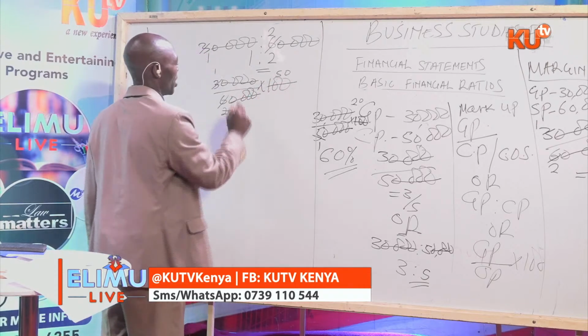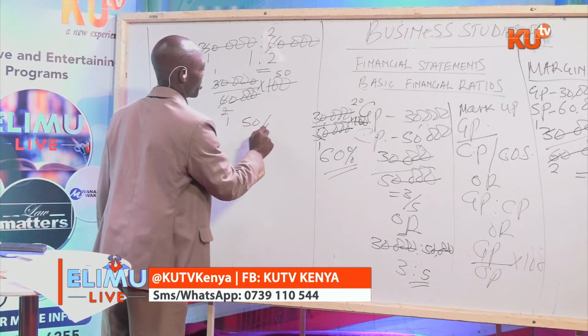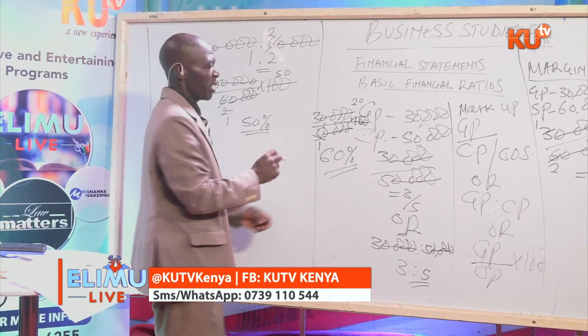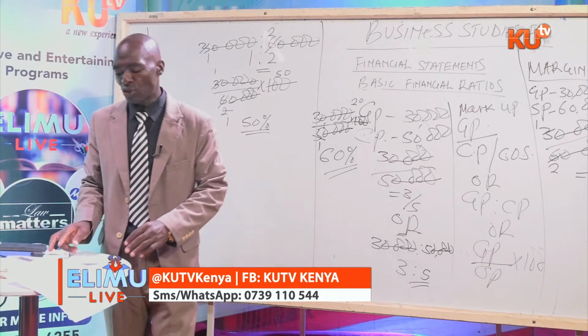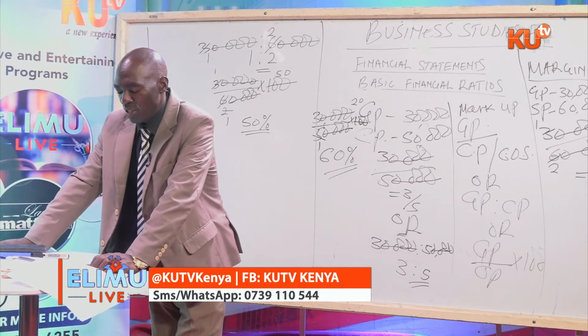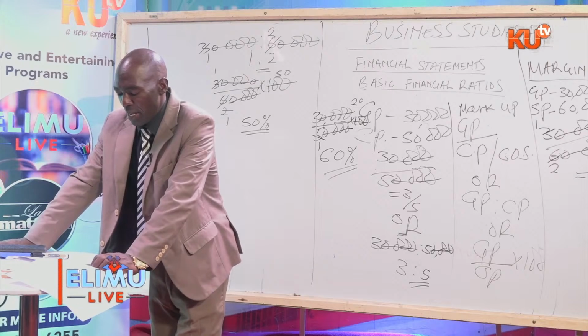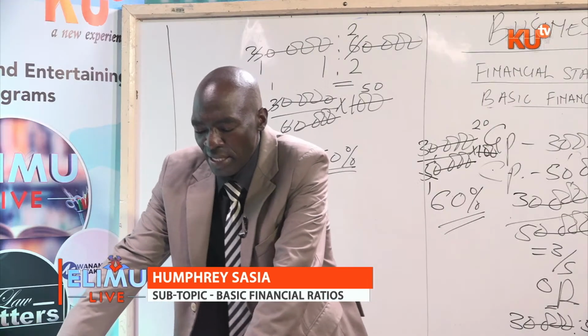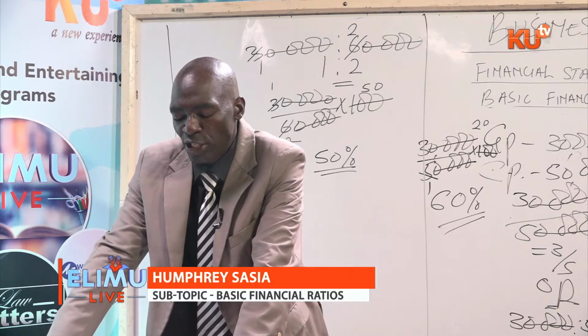That's 50, so this is 50%. That is margin. Now that is financial ratio number 2.